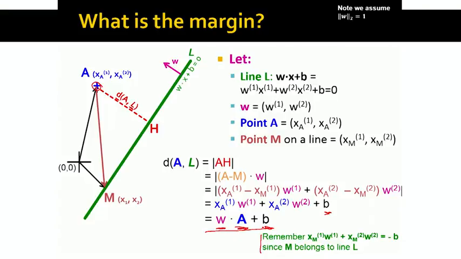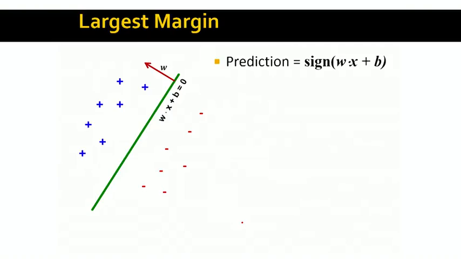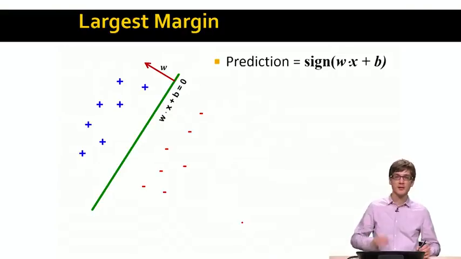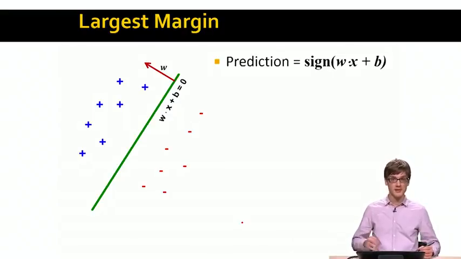So what did we just do? We see that the margin or the distance is exactly the dot product of the vector W that is perpendicular to the line times the location of that point. So now that we know the value of the margin, we can already start formulating the problem of how do we find the best vector W? How do we find the separating plane that has the largest margin?